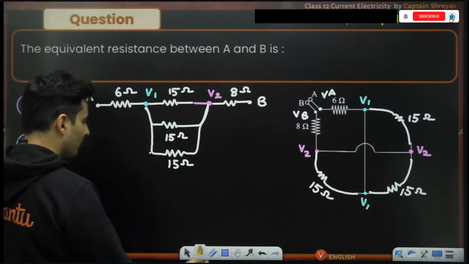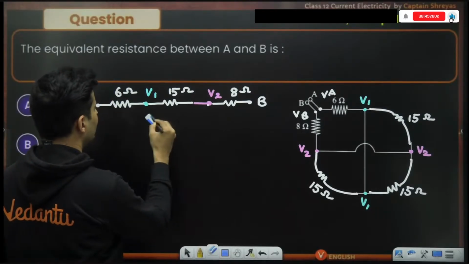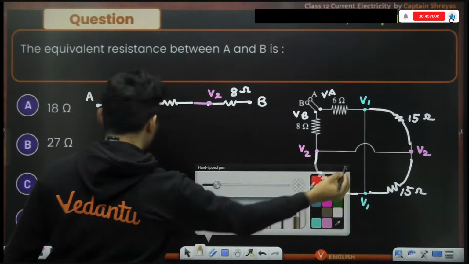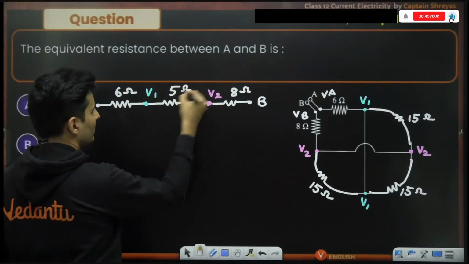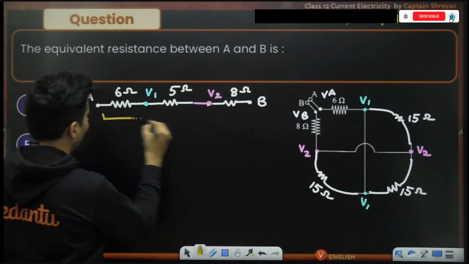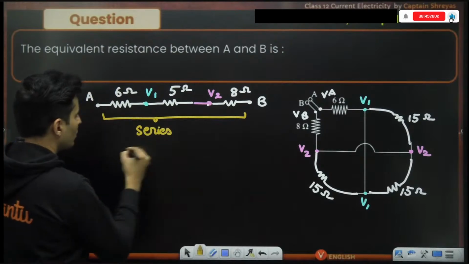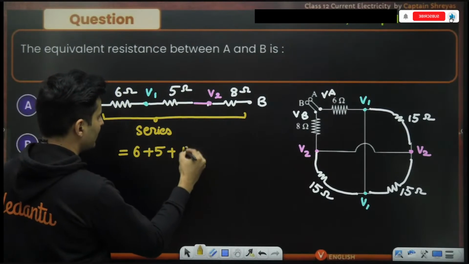So in the next step, I can just get rid of these things. And this is no longer 15. I can just say this is 15 by 3, which is nothing but 5 ohms. Now these three are obviously in series. All of them are now in series resistances. So the combination will be 6 plus 5 plus 8.